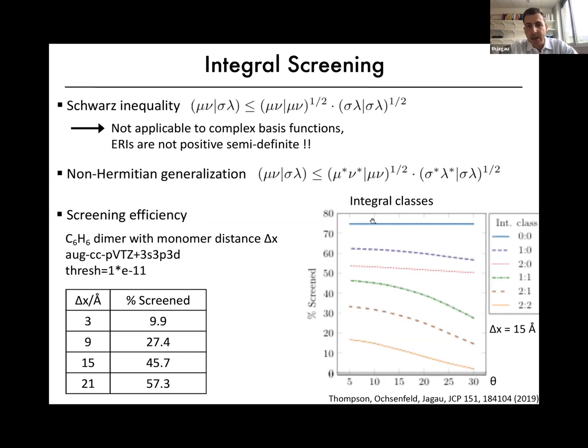But what is interesting here is this plot on the right, where we looked at the screening efficiency for different integral classes. And by integral classes, I mean how many of the functions in here are complex scaled. So we have a class where nothing is complex scaled, and that is where the screening works best. And then you see the more functions are scaled in the 2-electron 4-center integral, the worse the screening efficiency gets. And also you see with the scaling angle, the efficiency also goes down, but still it helps a lot because you need to, especially in extended systems, compute far less integrals.